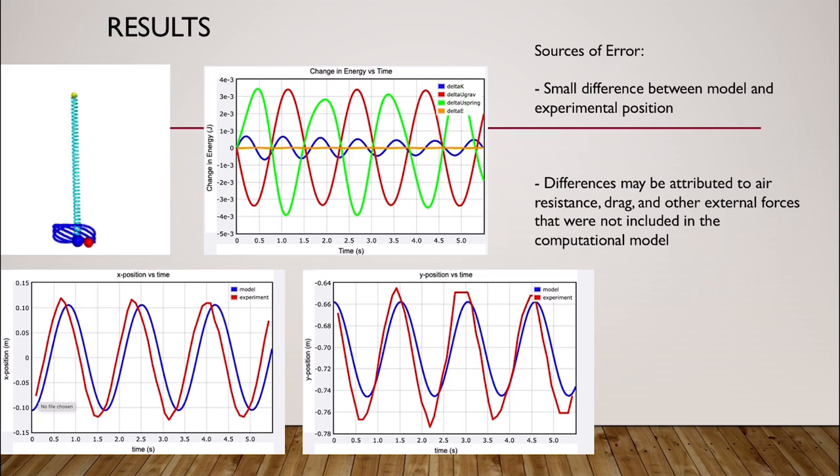Moving on to the results of this experiment. The results of the two models are shown below. The computational model did a pretty good job of predicting the motion of the oscillating mass. However, some points were slightly off. Some sources of error contributing to this may be attributed to air resistance, drag, and other external forces that were not accounted for in the computational model.